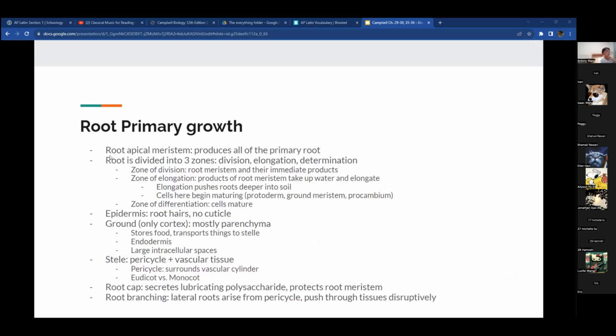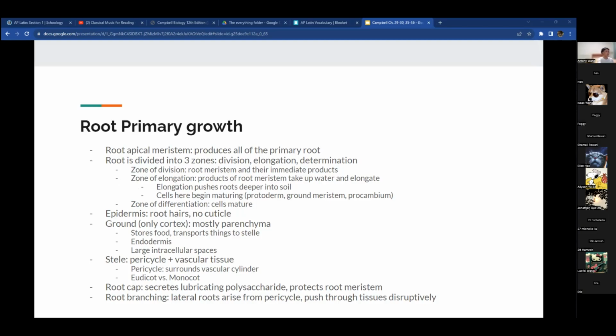Okay, so let's talk about the primary growth of each organ. Ooh, that's a lot of text. So the root also has an apical meristem. This isn't just limited to the shoot. The apical meristem produces all of the primary root. This root is divided into 3 zones: division, elongation, and differentiation. There's a lot of text, don't be intimidated.